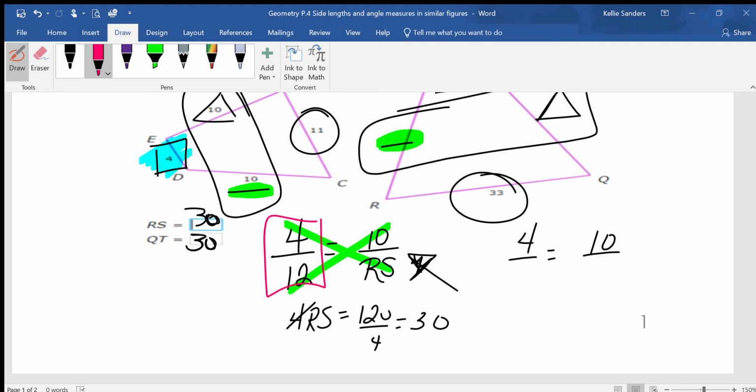Okay, another way: 4 over 12 is the same thing as 1/3. So what would go on bottom to make 10 over what equal 1/3? It would be 30, because 10 over 30 is 1/3.